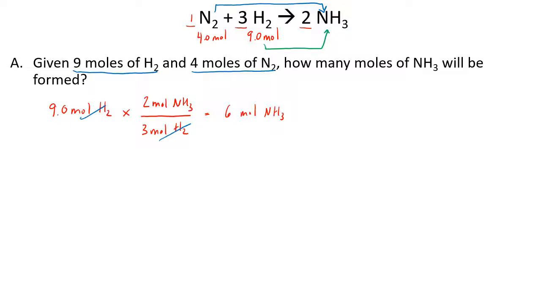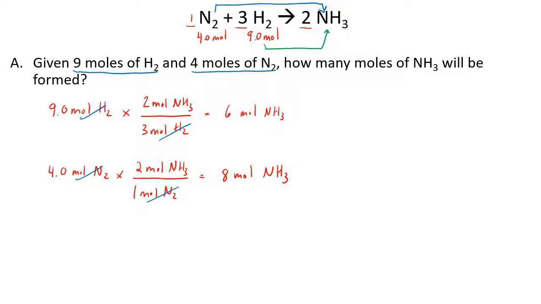If all of our nitrogen reacts, so we start with our 4 moles of N2, and we look at our balanced chemical equation, 1 mole of nitrogen reacts to form 2 moles of ammonia. Our nitrogen will go in the denominator. Our ammonia will once again go in the numerator. Our moles of nitrogen cancel, so we're in moles of NH3, and that'll give us 8 moles of ammonia if all of our nitrogen were to react.